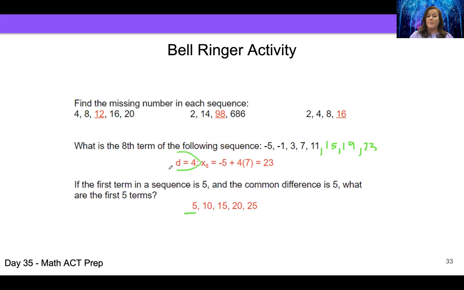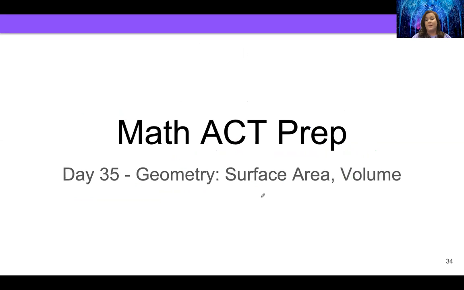We know that the common difference is plus 4. And the formula is the first term plus whatever this common difference is times n minus 1. And n is the 8th term, so we're going to do 4 times 7. And you see we get the exact same answer, 23. And this last one, this one's pretty easy. You probably would not use the formula because if the first number is 5 and the difference is adding 5, I can count by 5s. 5, 10, 15, 20, 25. I got 5 of them, so the answer is that.